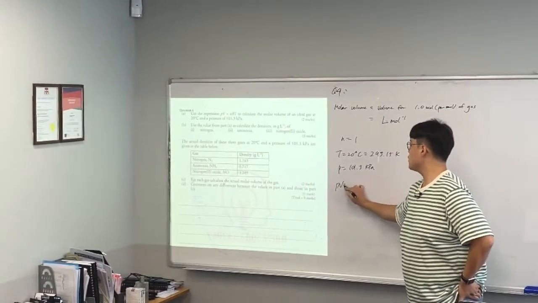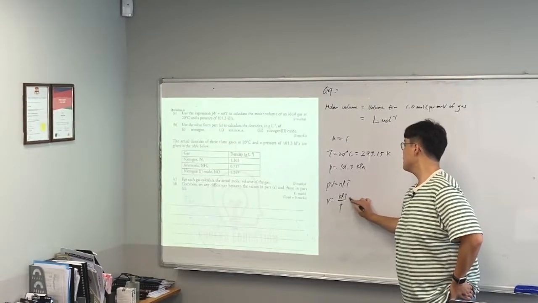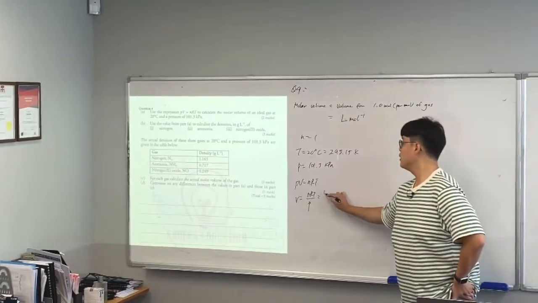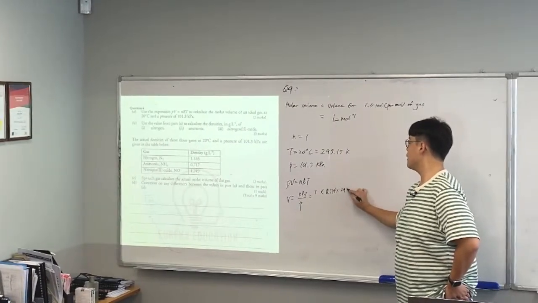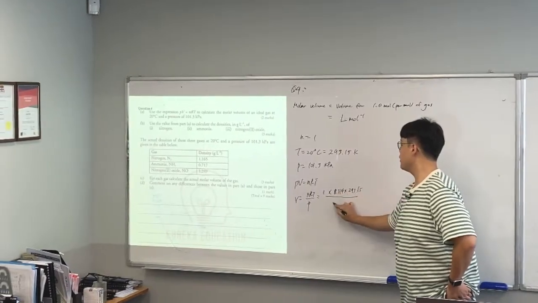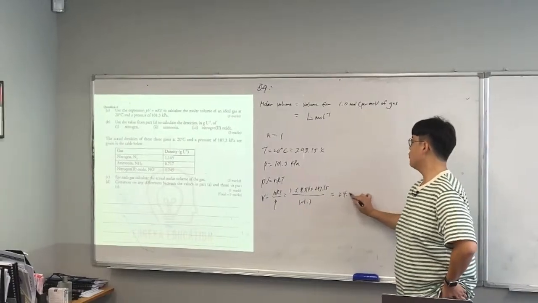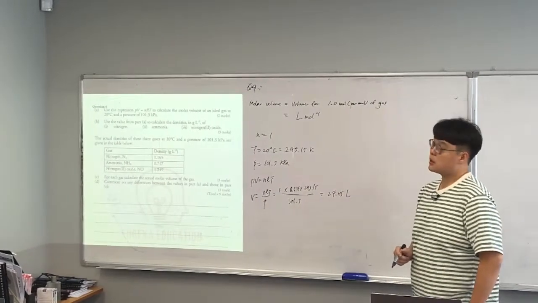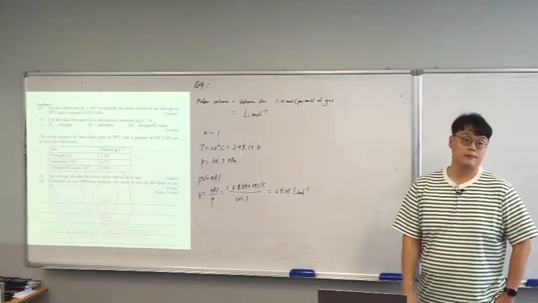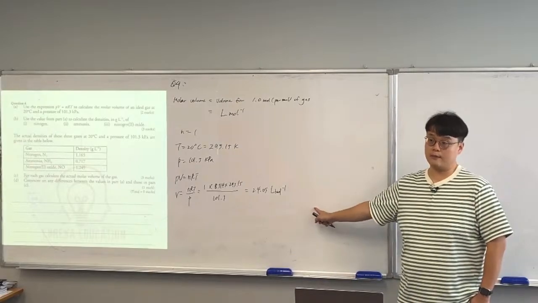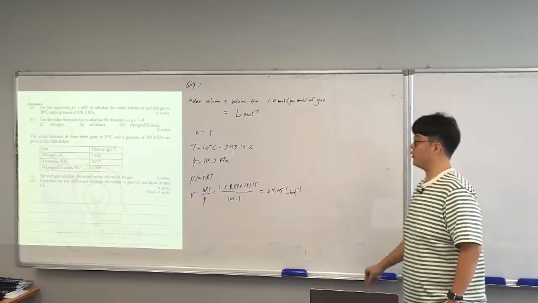So from PV equals nRT, then V would be nRT over P. The n, we now set to 1 mole, times R 8.314, times the temperature we found, 293.15, divided by 101.3 kilopascal. Then you should get 24.05 liter. That's basically the volume of 1 mole, so you can write it down. It's per mole, by the way. It means that by increasing the number of moles, you're increasing the volume as well. That's according to Avogadro's law.